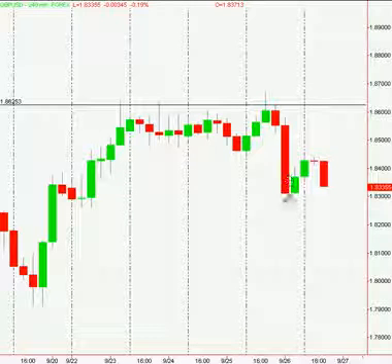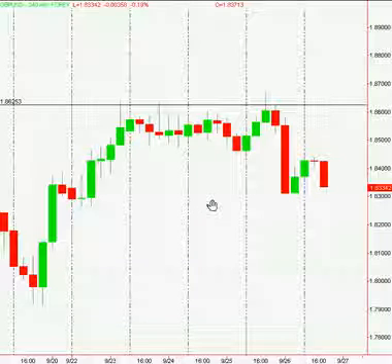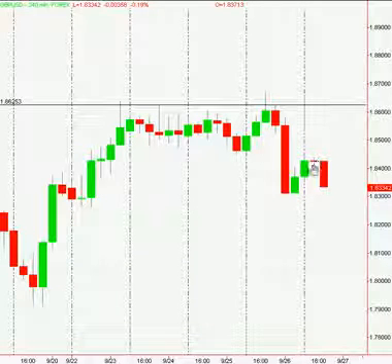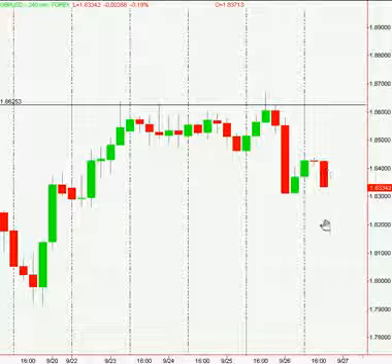I mean, that was just obvious. It tried to break out, it failed, and then it just reversed. This happens over and over in the Forex markets. You can see the new day opened, and it's now just falling off a cliff again.